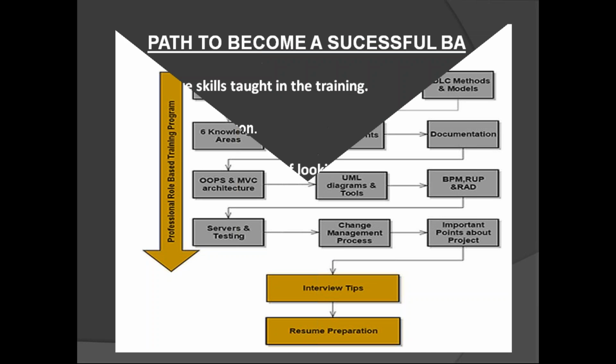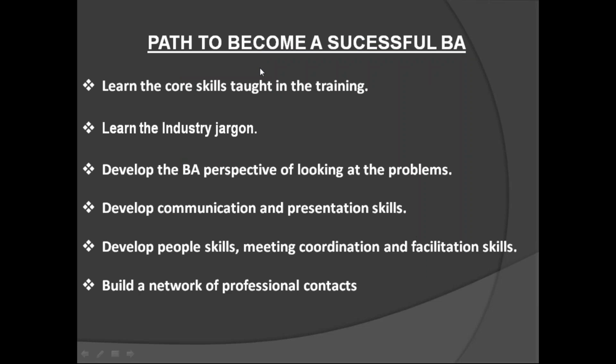Okay, sir. So here is the path to become a successful BA. That is, learn the core skills, start the training, learn the industry jargon, develop the BA perspective of looking at problems, develop communication and presentation skills, develop people skills, meeting coordination and facilitation skills, and build a network of professional contacts. So these are the steps by which you can become a successful BA. And let me explain what the contents of my BA course are.